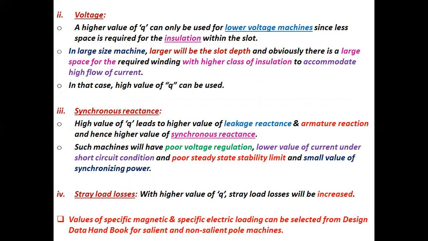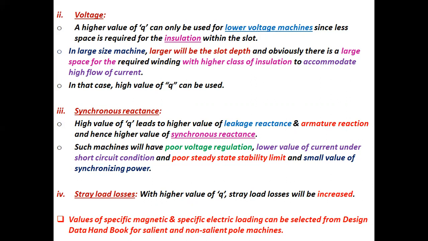Voltage. A higher value of Q can only be used for lower voltage machines since less space is required for the insulation within the slot. In large size machines, the slot depth will be larger and obviously there is a large space for the required winding with a higher class of insulation to accommodate high flow of current. In that case, a high value of Q can be used.